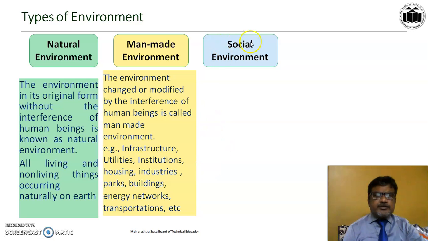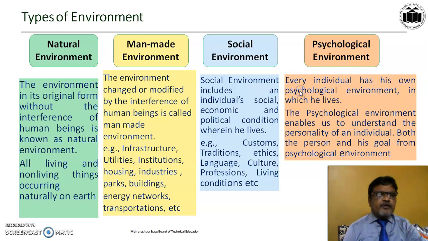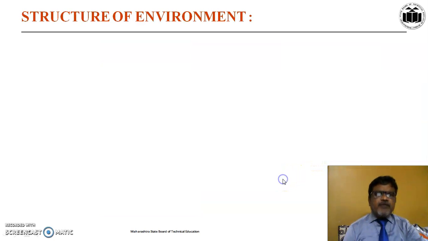The third type of environment is social environment. Man is a social animal, and the social environment includes the social, economic and political conditions where humans live. This includes customs, traditions, ethics, languages, culture, professions and living conditions. And the last type is psychological environment, which enables us to understand the personality of an individual, both the person and his goal, from his psychological environment.